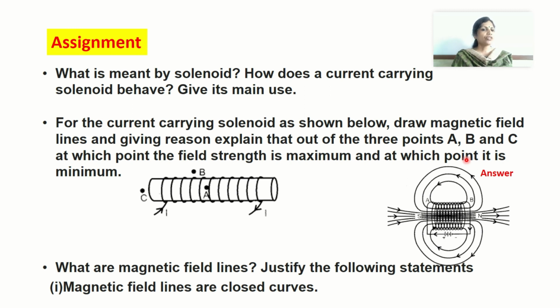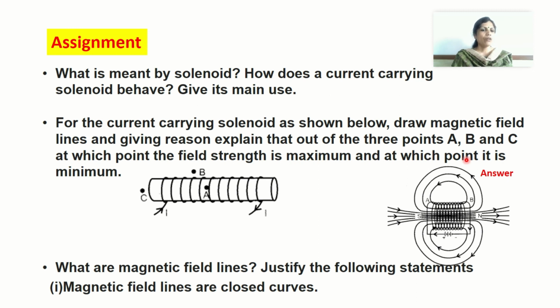So look at these questions. What is meant by a solenoid and how does a current carrying solenoid behave? So it behaves like a bar magnet. And give its main use. In the use, what will you write? It is used to make an electromagnet. And I told you what is the meaning of electromagnet.